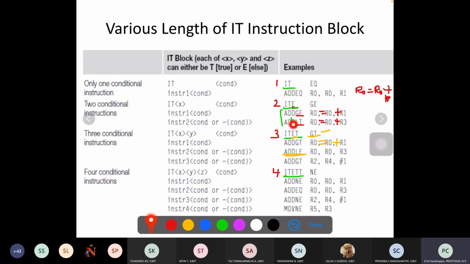Then I don't check this condition. So I only checked the condition here. E is else. Then immediately after that, what do I do? ADD GT R3 is equal to R4 plus R1. So wherever we are using E, only check else. Go to the next option. Then means next instruction, next conditions.